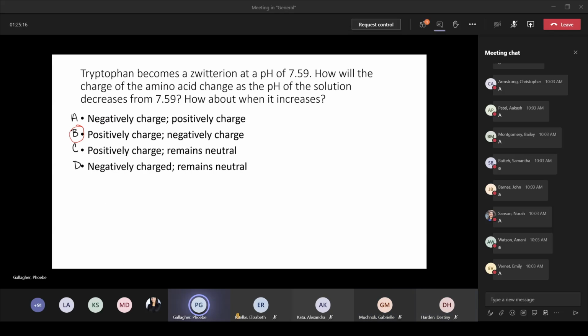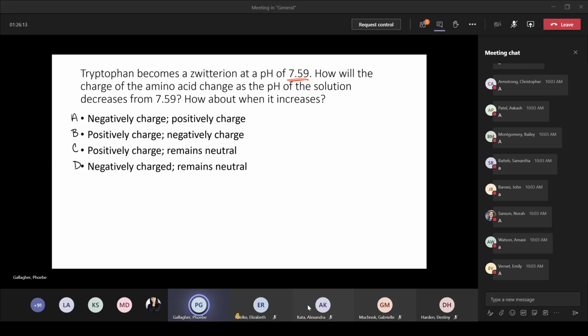Yes. Okay, yeah. So if you have a neutral amino acid, and you know that the tryptophan, when it's in a pH of 7.59, is going to be a zwitterion, meaning it's going to have a neutral charge. If you throw that into an acidic solution, it's going to change to a more positively charged amino acid, right? Because it's going to add or remove one of the protons. And as it goes to a more basic solution, it's going to remove the protons and it's going to have a negative charge. So the question was asking what happens if pH decreases or increases.